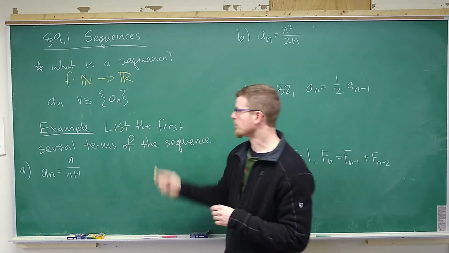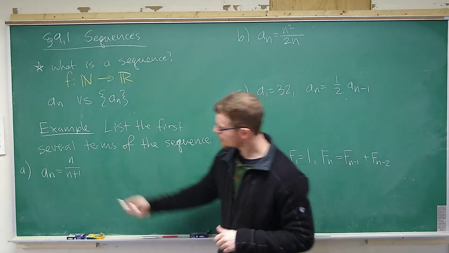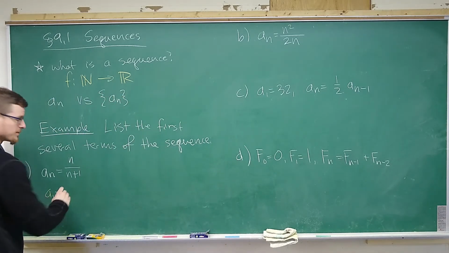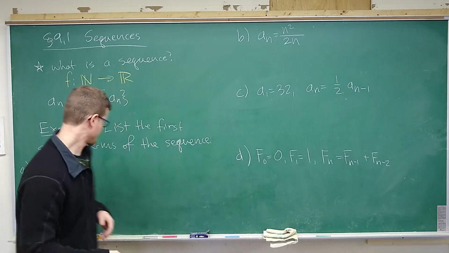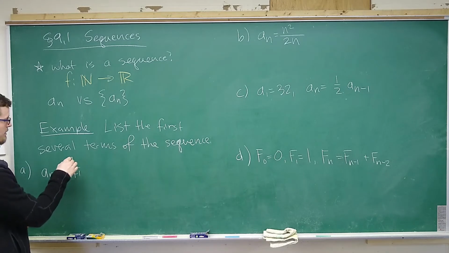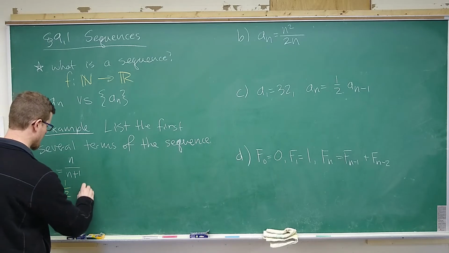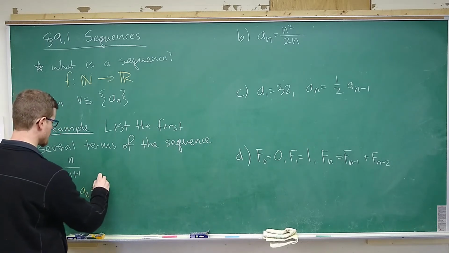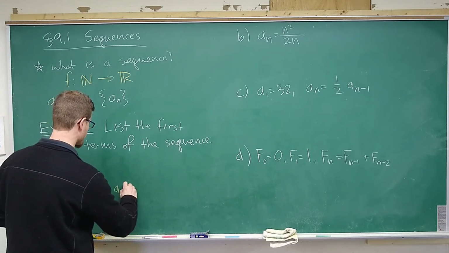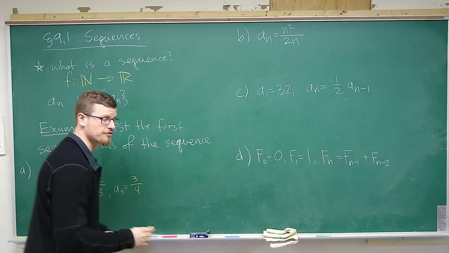So let's take a look at an example. We want to list the first several terms of the sequence. We've got 4 examples to take a look at. The first one is given here. So if we wanted to consider a sub 1, we would simply plug 1 in for n. So this is our function. Our function is f of n is n over n plus 1. So a sub 1 is 1 over 2. A sub 2 is equal to 2 over 2 plus 1, which is 3. A sub 3 is equal to 3 over 3 plus 1, which is 4, and so on.